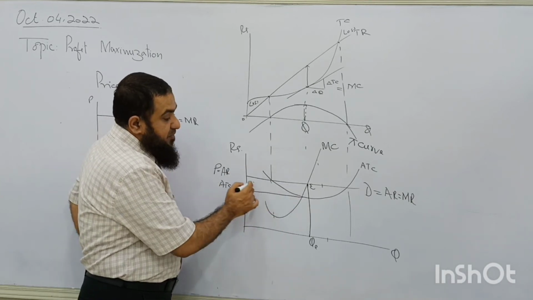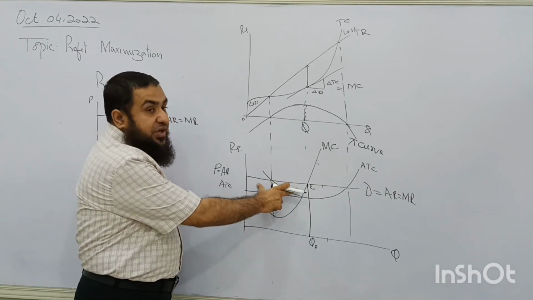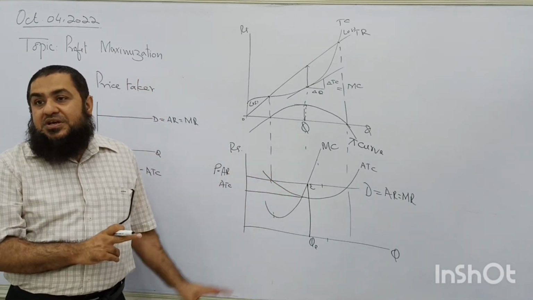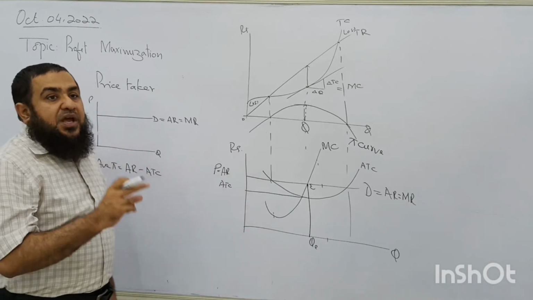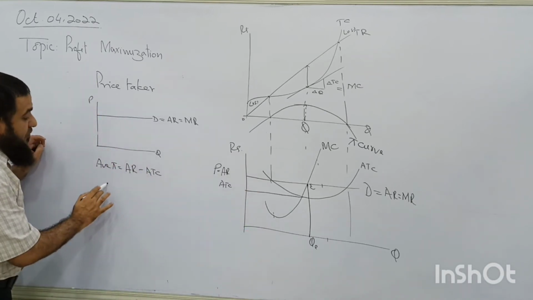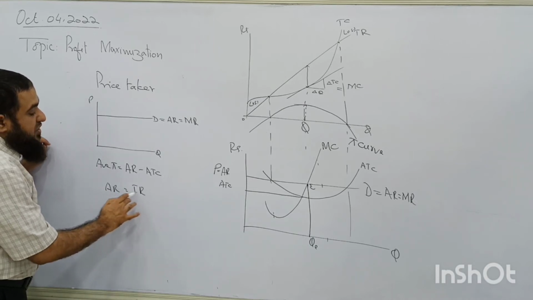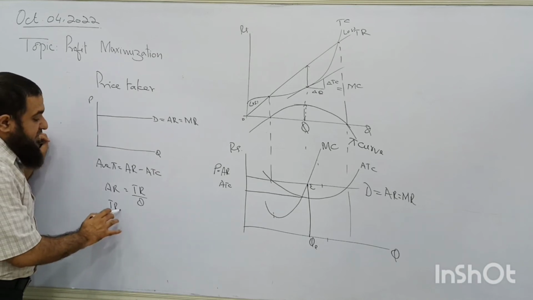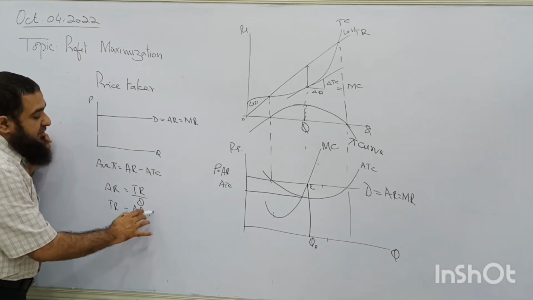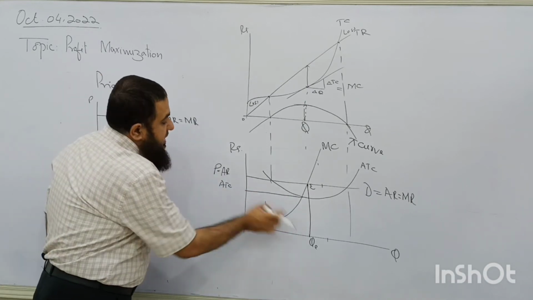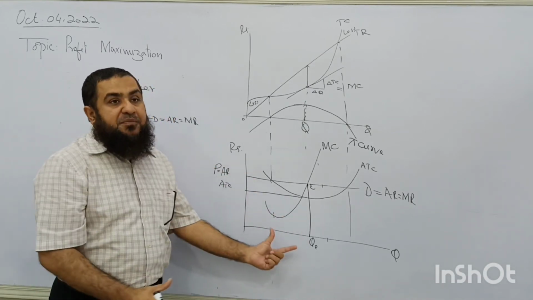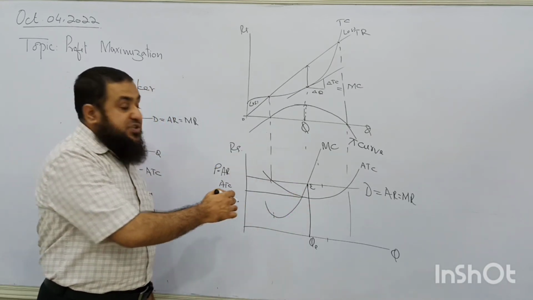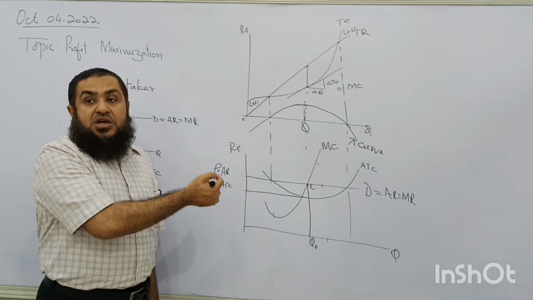So this rectangle is showing us the profit of the firm. The total profit of the firm. As we wrote, average revenue is total revenue over quantity. We can find total revenue by multiplying average revenue with the quantity. So this area, average revenue multiplied by quantity produced, will give us the total revenue of the firm. This upper rectangle is the total revenue.